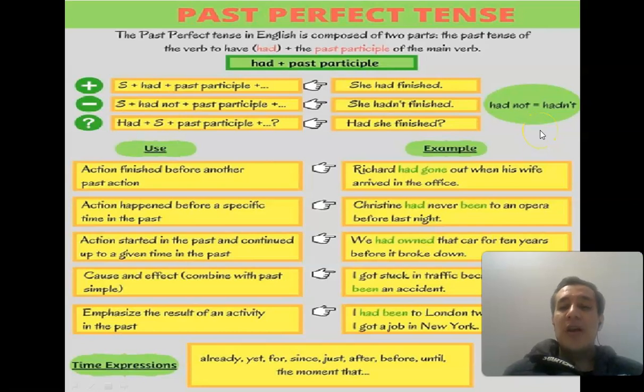So those were the three tenses that I found a little bit difficult, but I could understand them when I could see the structure and practice a little bit.